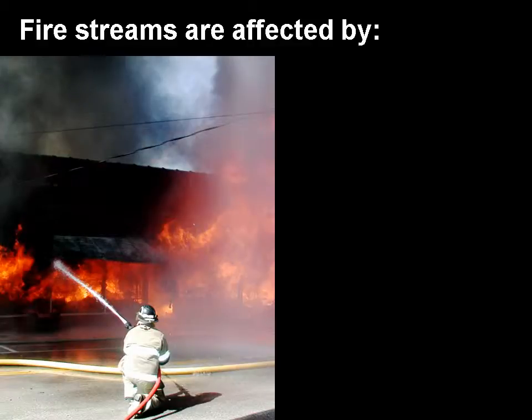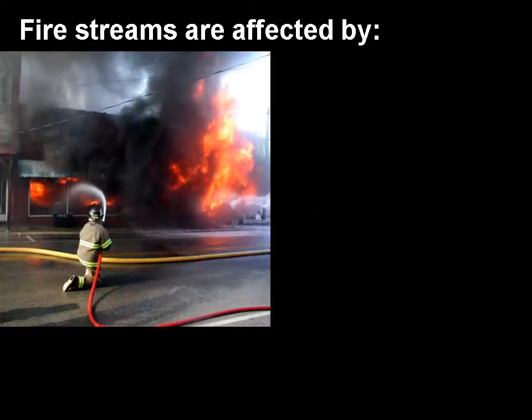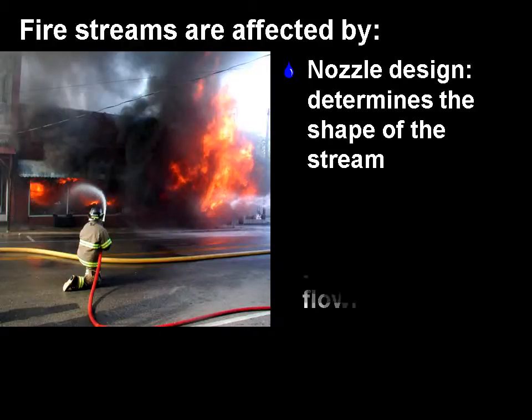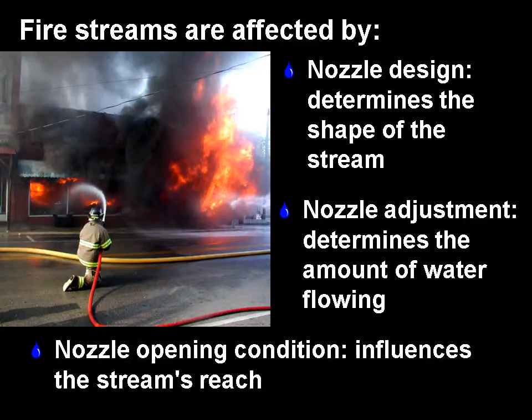Fire streams are affected by the velocity of the water, gravity, wind direction and speed, air friction, and operating temperature. Nozzle design determines the shape of the stream. Nozzle adjustment determines the amount of water flowing, and nozzle opening conditions influence the stream's reach.